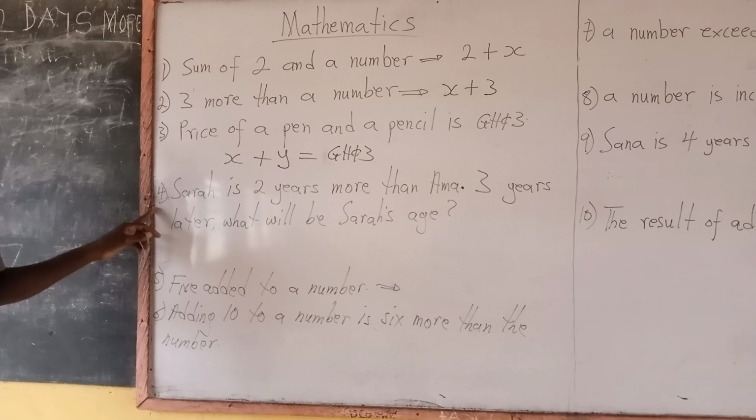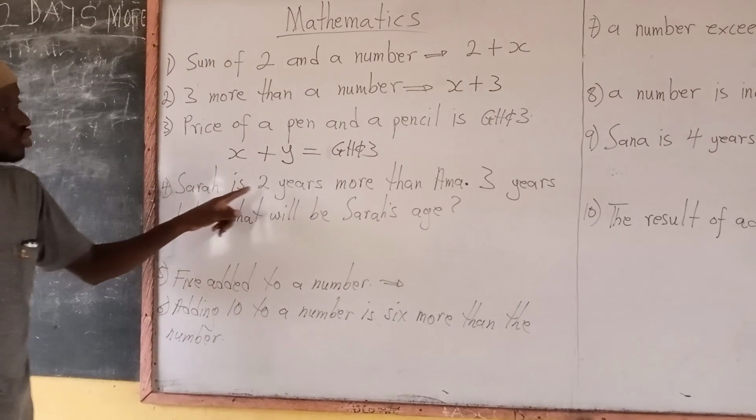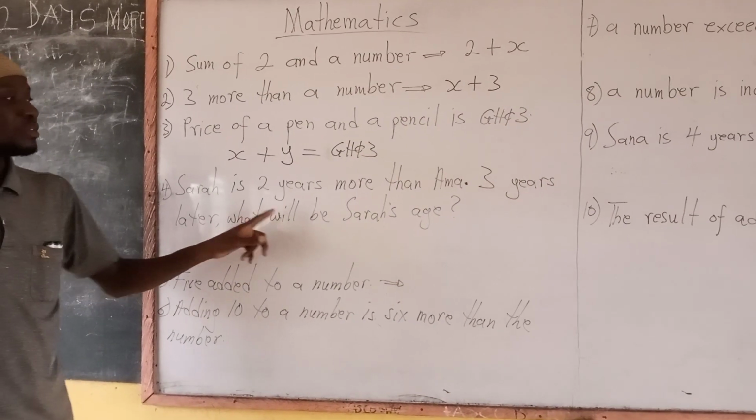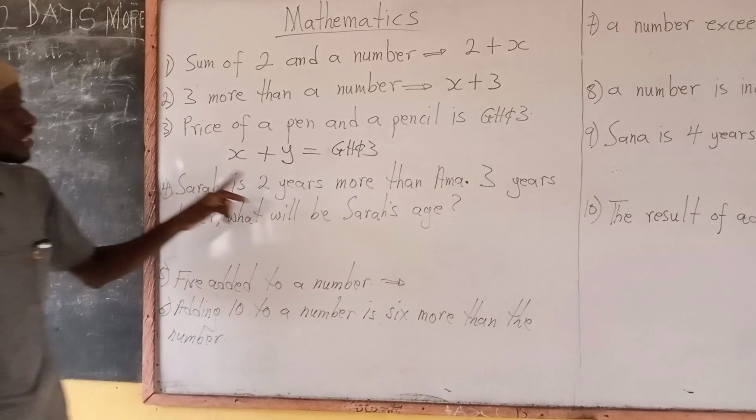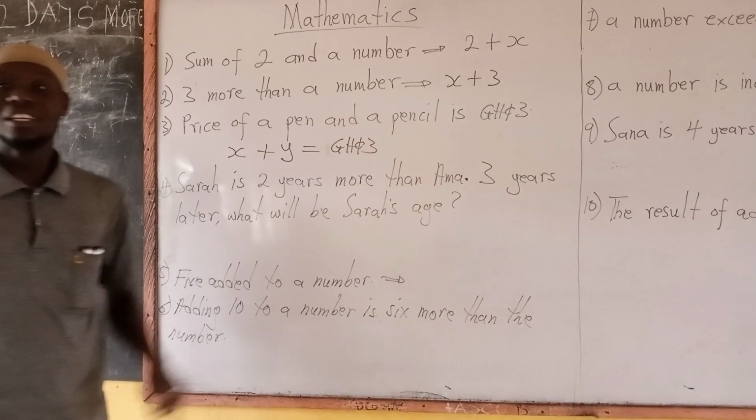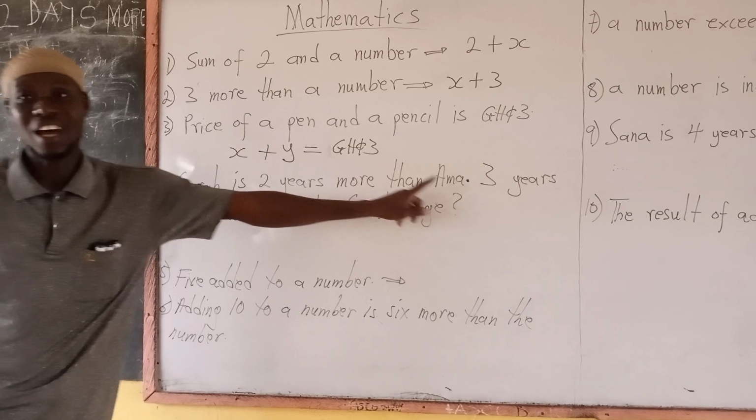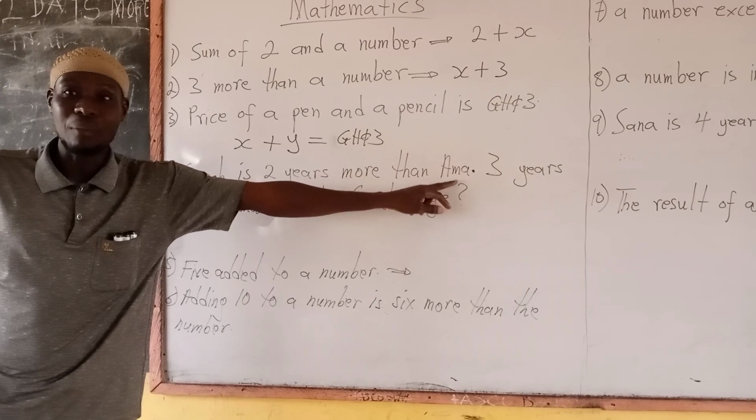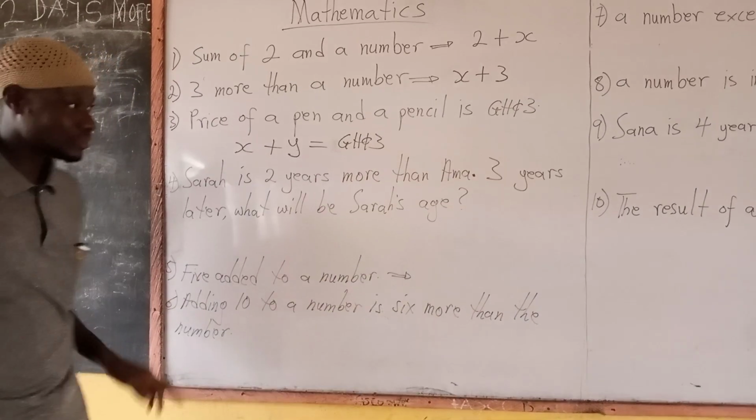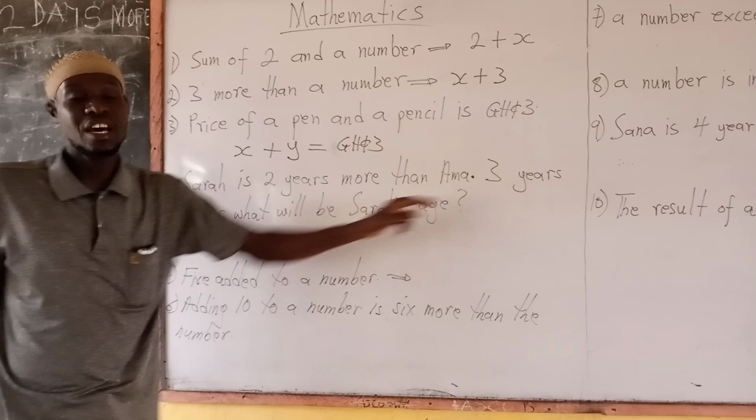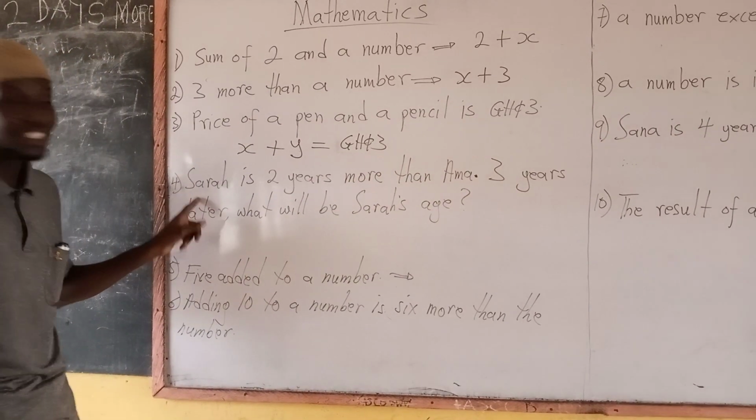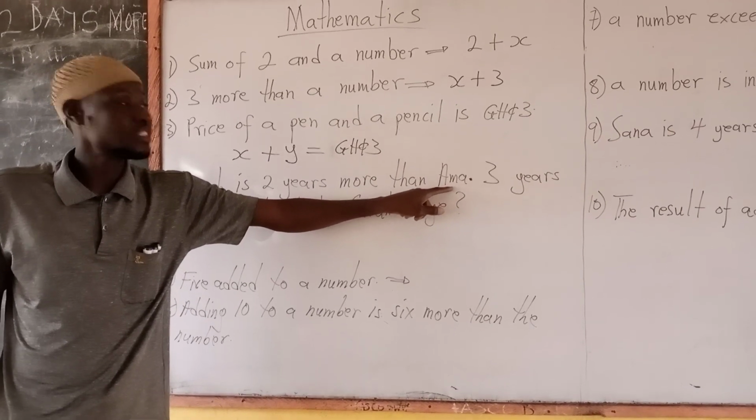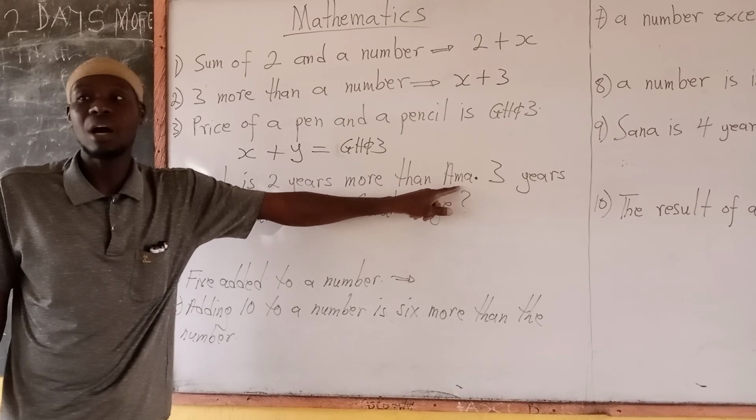Let's move to the fourth one. Sarah is 2 years more than Amma. 3 years later, what will be Sarah's age? Here, Sarah's age depends on Amma's age, but we don't know Amma's age. Because Amma's age is the independent quantity, the quantity on which Sarah's age depends, we first have to get a variable to represent the age of Amma. So let's say the age of Amma is x.